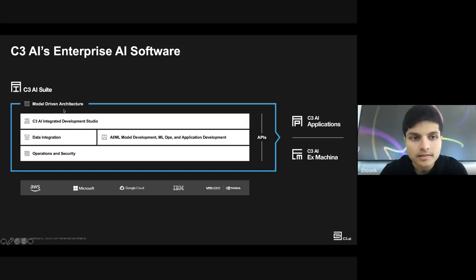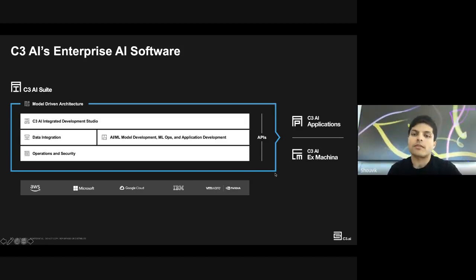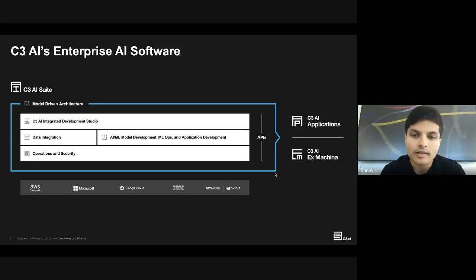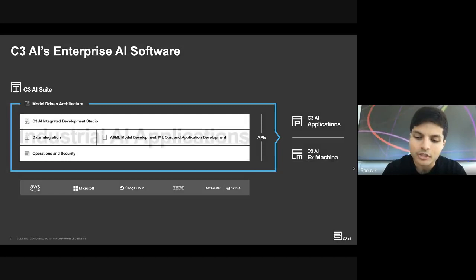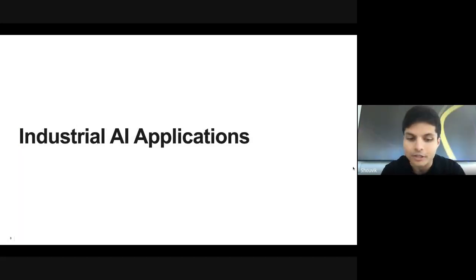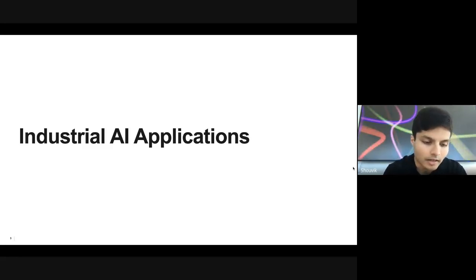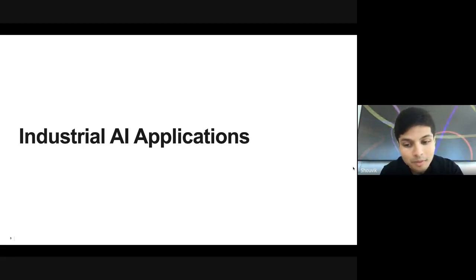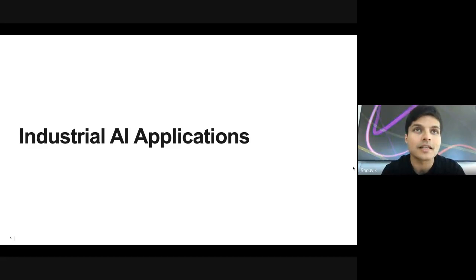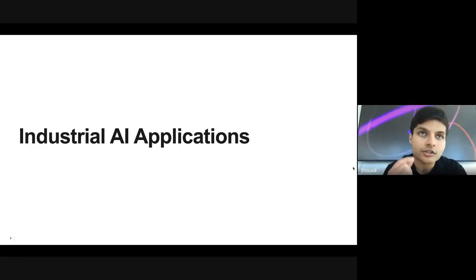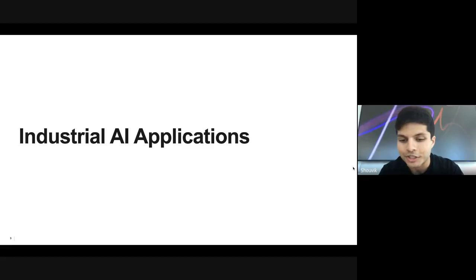So this C3 AI Suite, we expose this functionality using APIs. And these APIs are used by the applications that we build on top of them. So that will be our focus for today. I want to tell you about a specific application that we offer at C3. And I also want to talk about a specific capability of the application, which is this capability of parsing engineering diagrams and being able to extract structured information from highly unstructured and noisy diagrams.